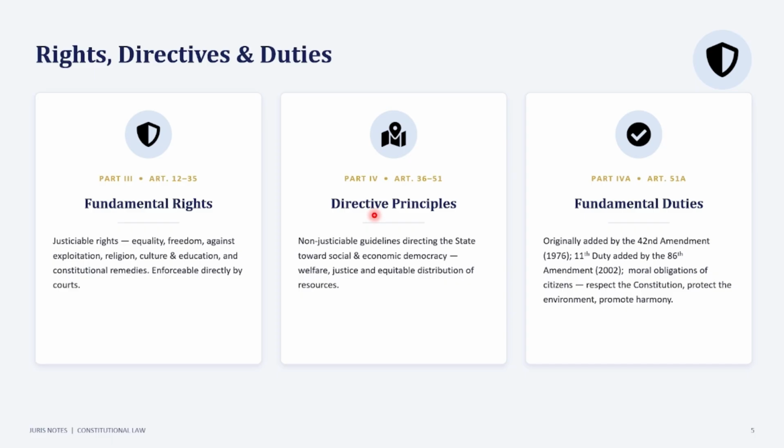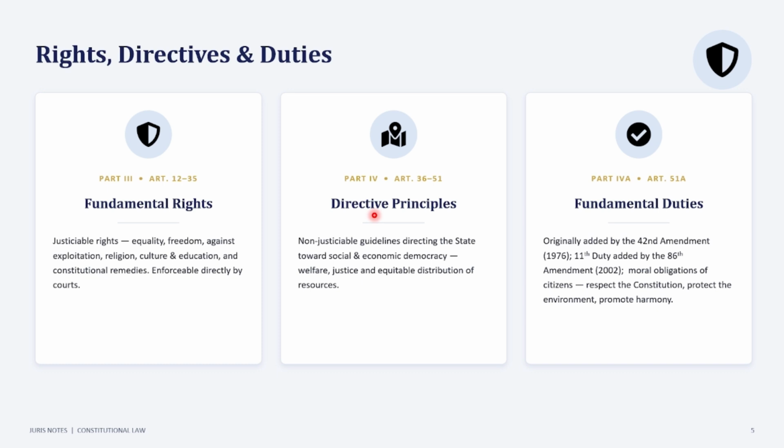Then we have directive principles of state policy under Part 4, Articles 36 to 51. Unlike fundamental rights, you cannot normally approach a court simply to demand the enforcement of a directive principle. But they are extremely important because they provide guidelines and objectives for the state, particularly in relation to social and economic justice and the welfare of the people.